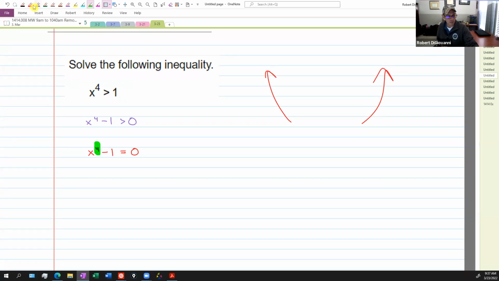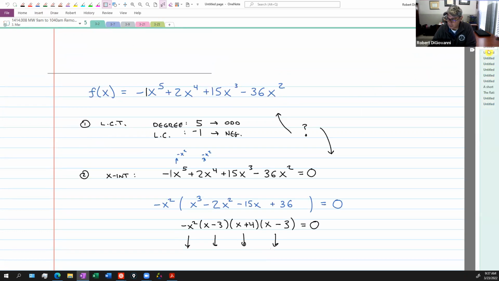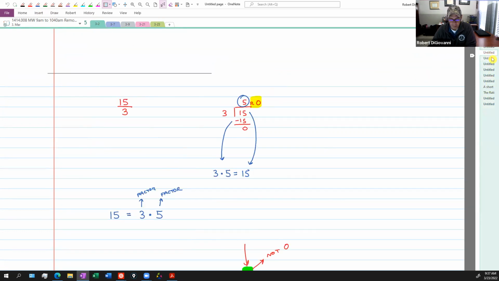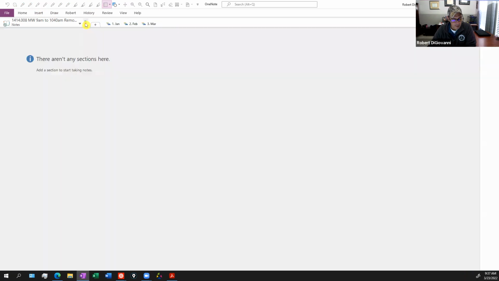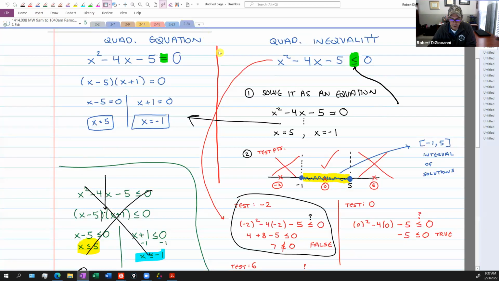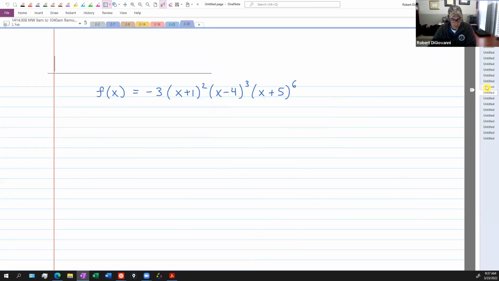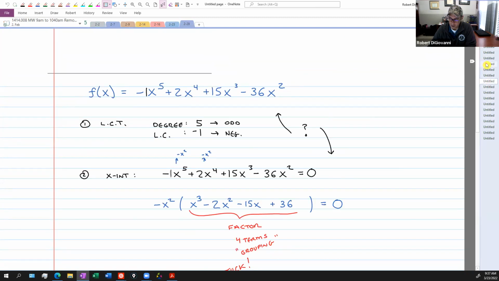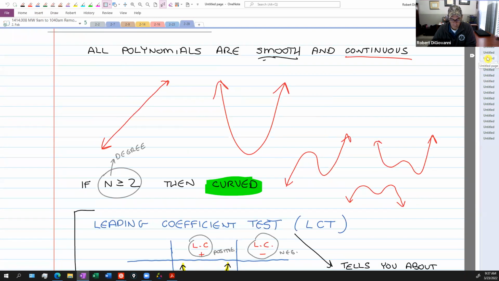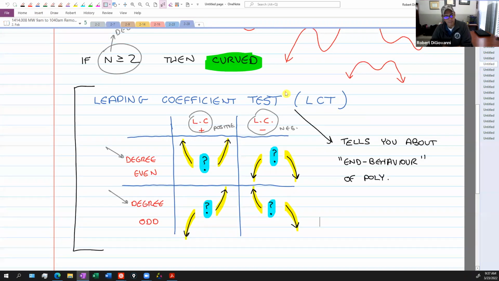Even power, positive leading coefficient. Now, I didn't state this earlier. Maybe I should have, but I'm referring back. Let's see how far do I have to go back? February. Where is this? Synthetic division. Here we go. Leading coefficient test. 28th of February is when we did this.